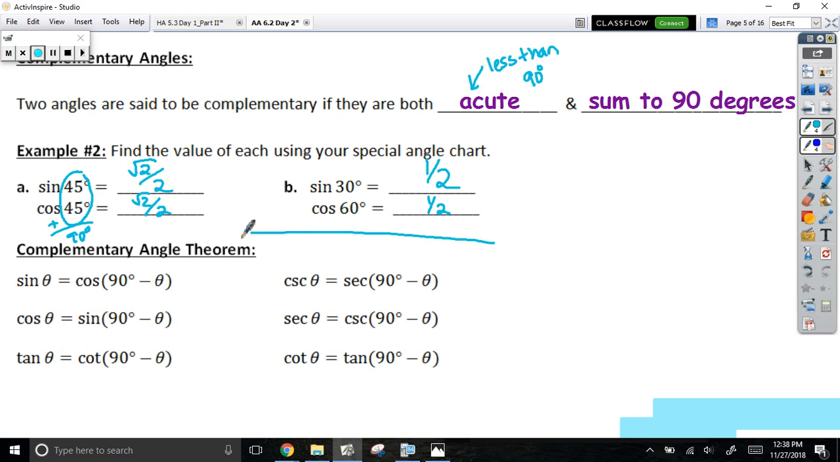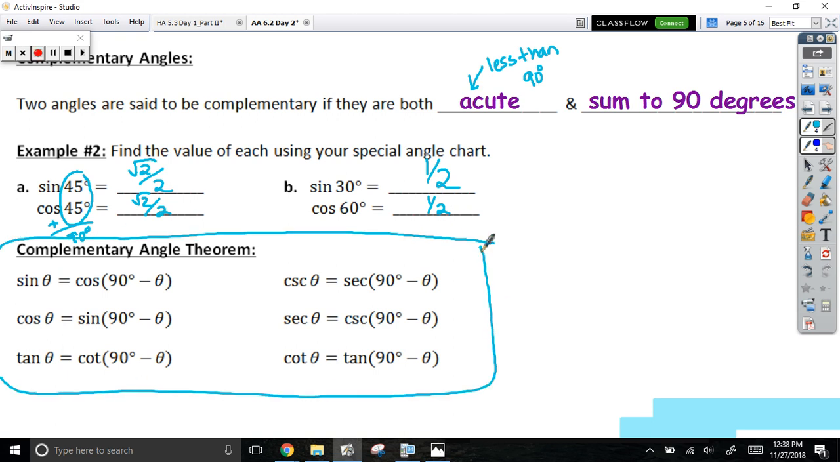These complementary angle theorems are also on your formula sheet. Okay, they are right below the other ones. These are used to convert an angle to a different measurement. Okay. So put that in your notes, and you might actually want to write this on your formula sheet. Used to convert angle measurements.